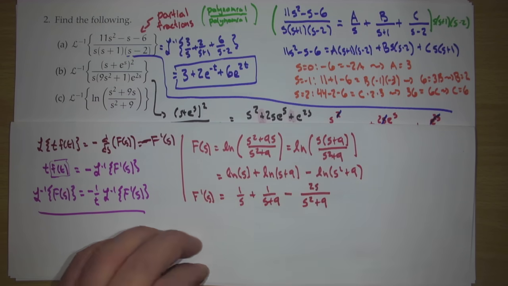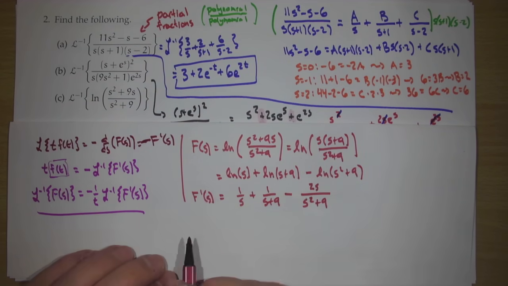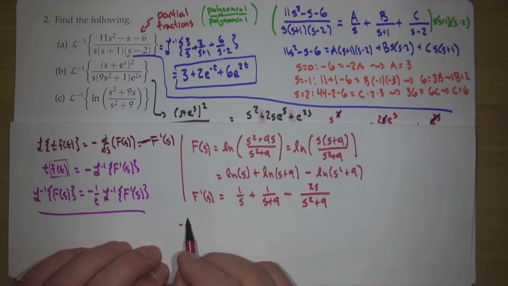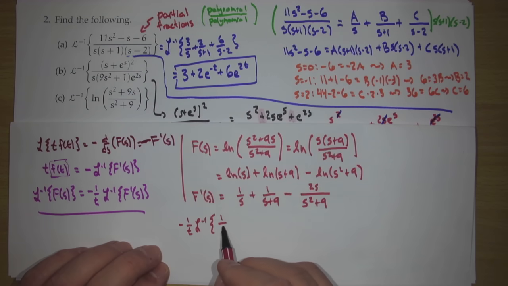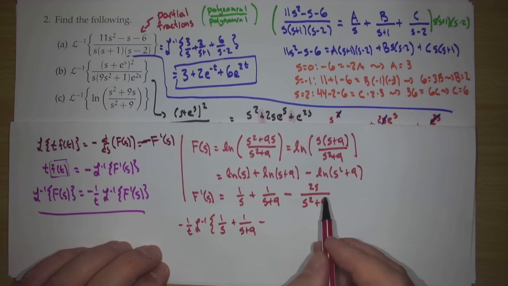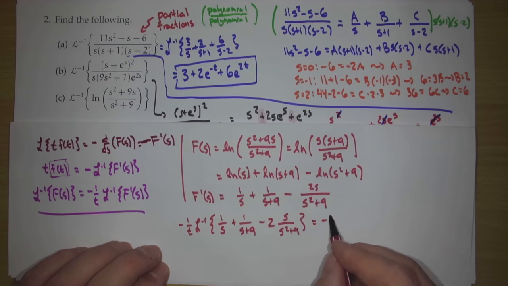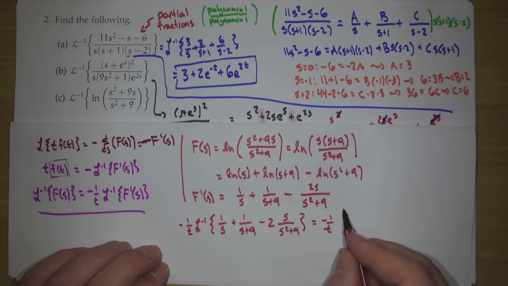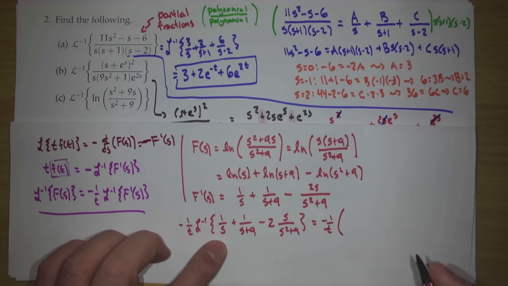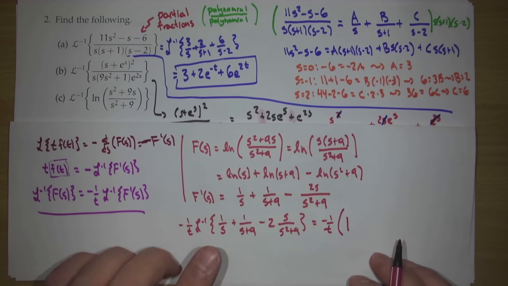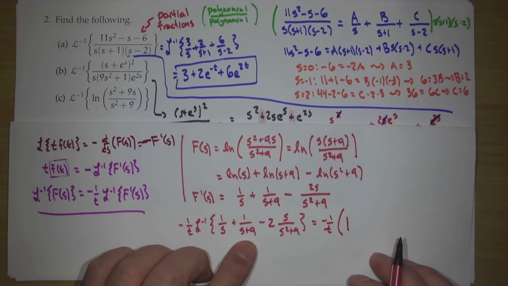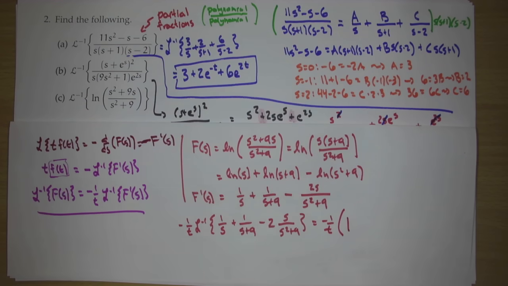Chain rule. So we want minus 1 over t times the inverse Laplace of 1 over s, 1 over s plus 9. Here I'll pull out the 2 over s squared plus 9. So that's minus 1 over t of the inverse Laplace of 1 over s, 1 over s plus 9. That's s minus 9.